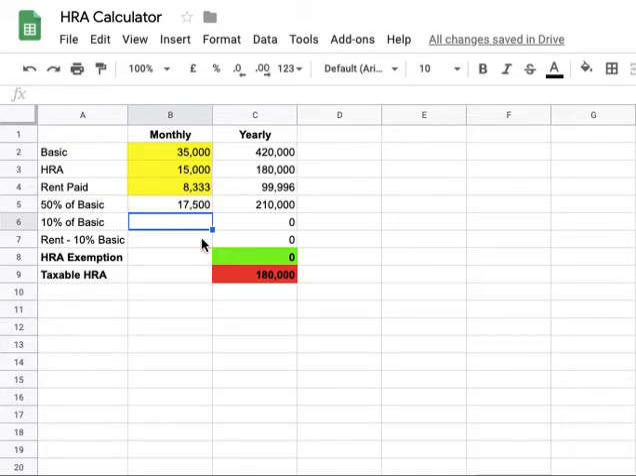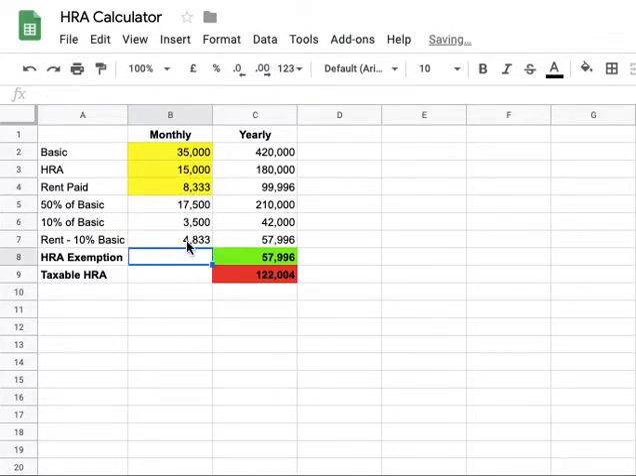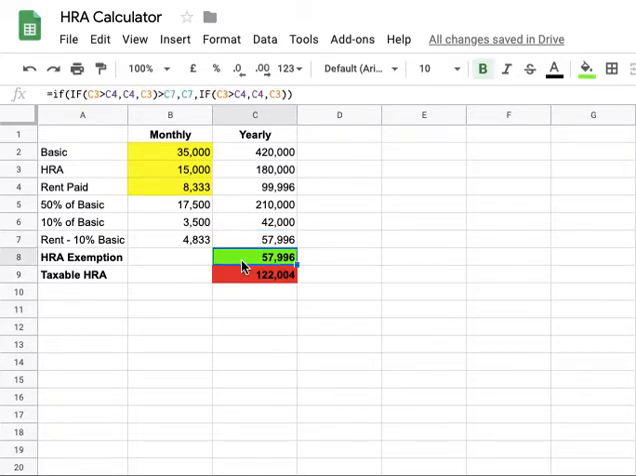Let's assume that you're sitting in Delhi and you're paying 8333 rent. So 50% of the basic is 17.5 thousand, which is 2.1 lakhs per annum. Then there's another calculation, which is 10% of the basic. Your 10% of the basic is 3,500, which is 42,000 per annum. Now there's another calculation that you have to do, which is very important: rent minus 10% of basic. So rent, which is 8,333, minus 10% of basic, comes out to be 4,833, which is 57,996 per annum. Now forget about these two for now. I'll just delete them.